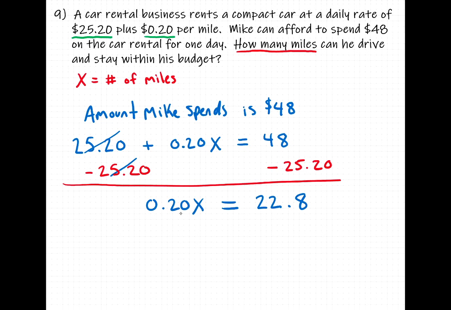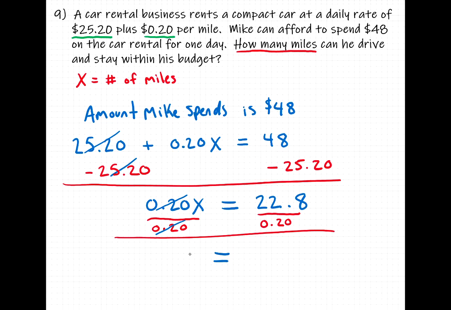All right, now one more step, we'll apply the multiplication rule. We have multiplication on the left-hand side, so the opposite of that, if we want to get rid of the times 0.20, we will divide by 0.20. And again, whatever we do to one side, we do to the other. Divide both sides by 0.20. So on the left-hand side, the times 0.20 and the divide by 0.20 cancel. So on the left-hand side of the equal sign, we have x, and that's what we're looking for.